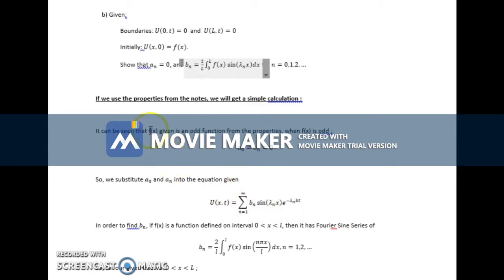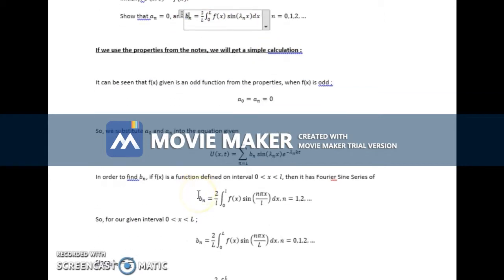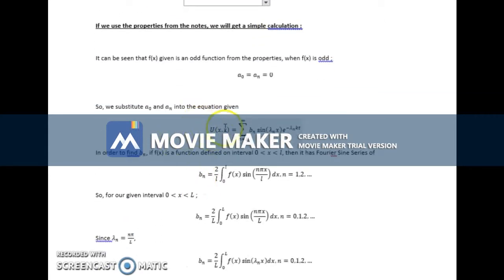If the function given is an odd function, then from the properties of an odd function, we have a naught equal to an equal to 0. So we can substitute a naught and an into this equation, and we will get u(x,t) equal to the sum of bn sine lambda n x exponent negative lambda n kt.